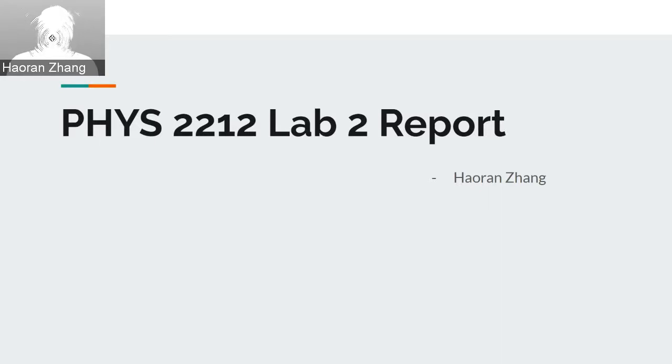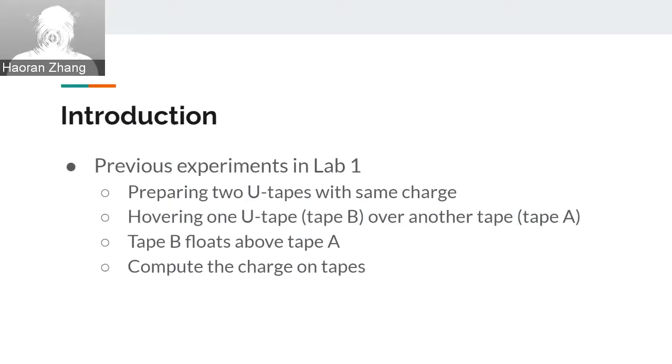In this lab, we basically do the same experiment as what we have done in Lab 1. In Lab 1, we prepare two U-tapes with the same charge, and then we hover one U-tape over another U-tape. And we see the tape on the top, which we name tape B, close above the tape on the bottom, which we want to call tape A. Then we compute the charge on those tapes based on some measurements.